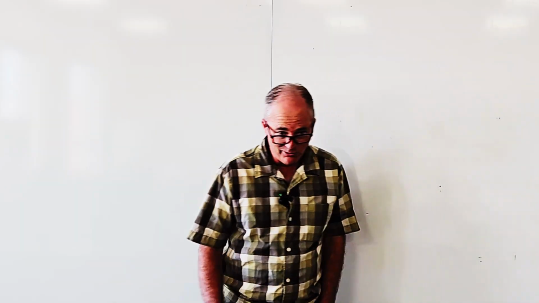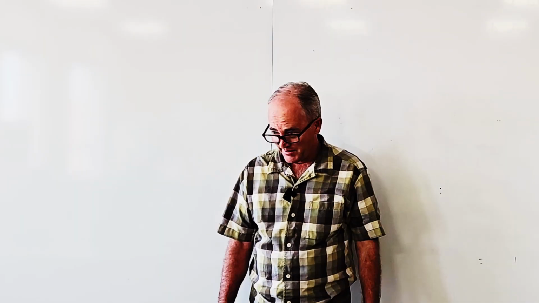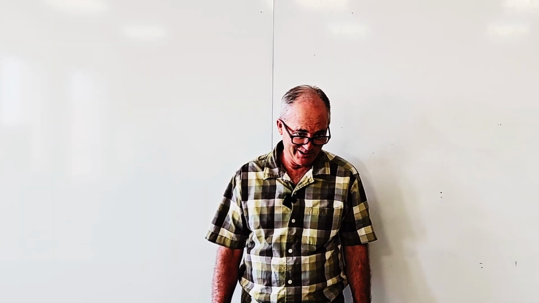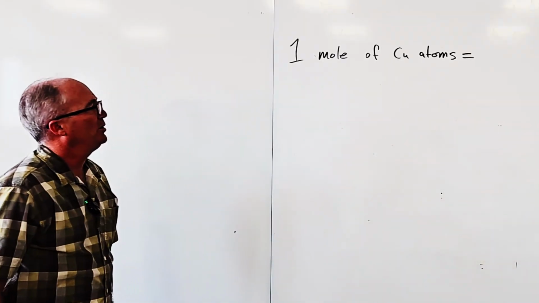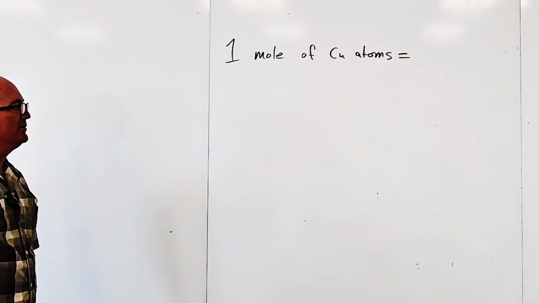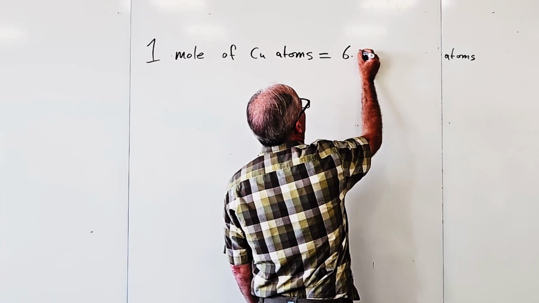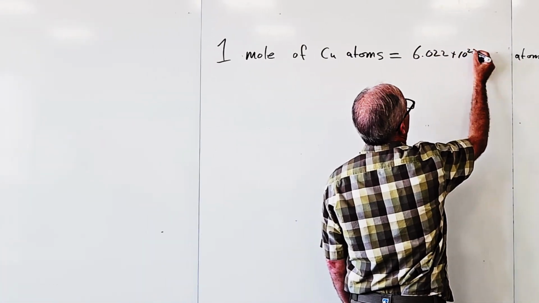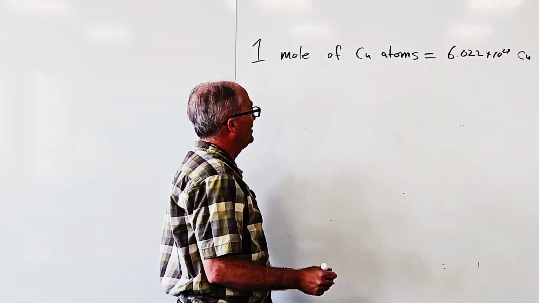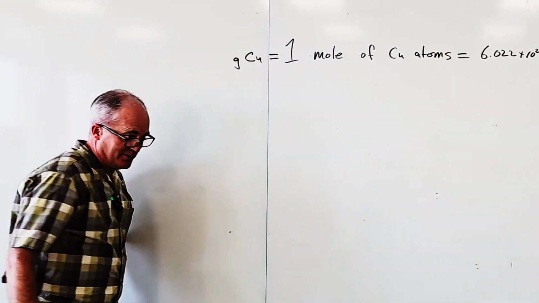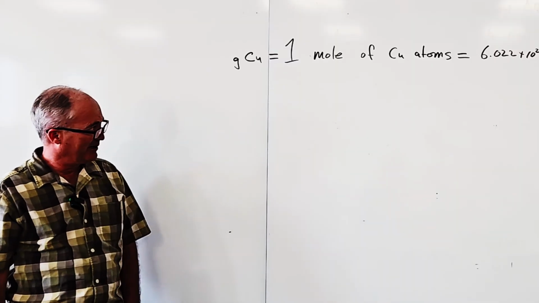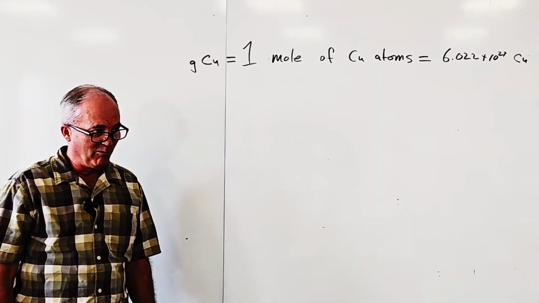How do you feel about the mole? You call an exterminator and you dial 6.022 times 10 to the 23rd, right? 1 mole of copper atoms equals 6.022 times 10 to the 23rd Cu atoms. Well, let's just keep going with this. For fun and no prizes, who can tell me what mass I need to write down here? How many grams of copper equal 1 mole?